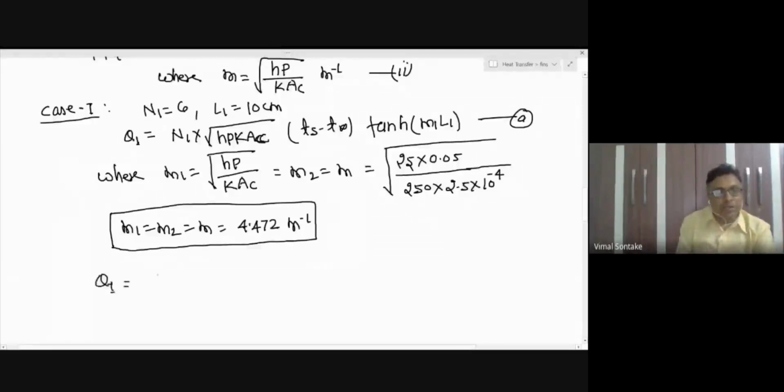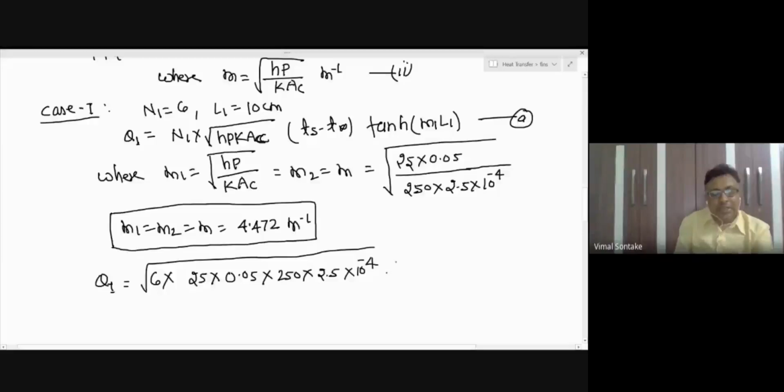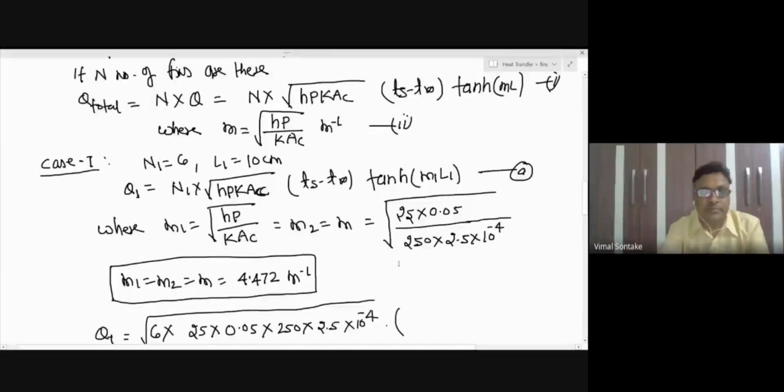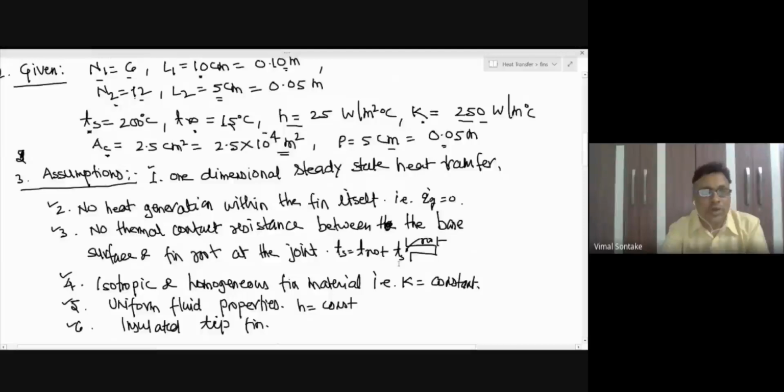So it is 6 into the square root of the value of h is 25, perimeter is 0.05, k is 250, cross-sectional area is 2.5 into 10 to the power minus 4, hPkAc. The value of Ts is how much? 215.